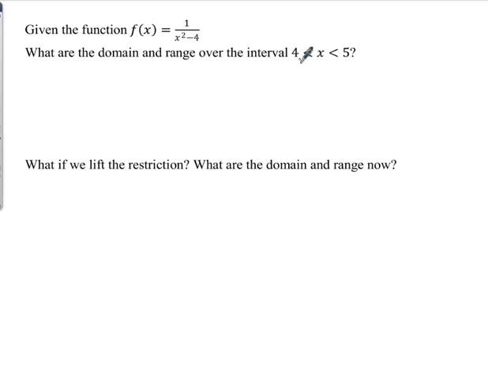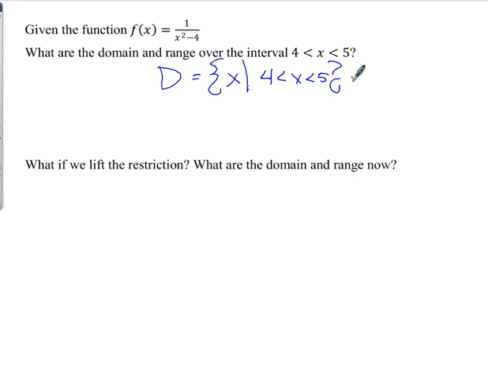Even though you can't, we're still going to do it. So, between 4 and 5, though, do I have any problems? No. So, I don't have any division by 0 issues here, so the domain is, if I use tabular notation, x values such that 4 is less than x is less than 5. Because I don't have any issues there, so that whole interval is valid.